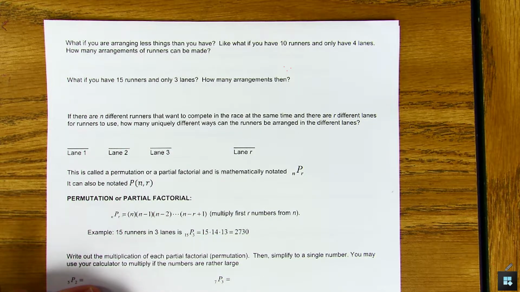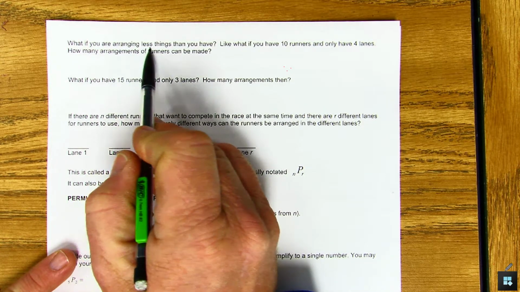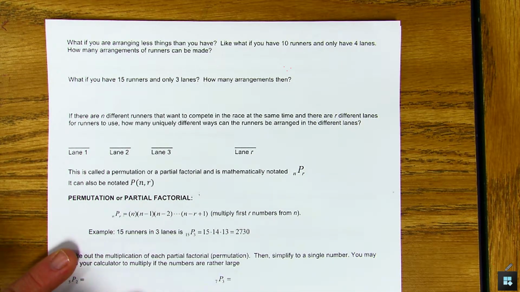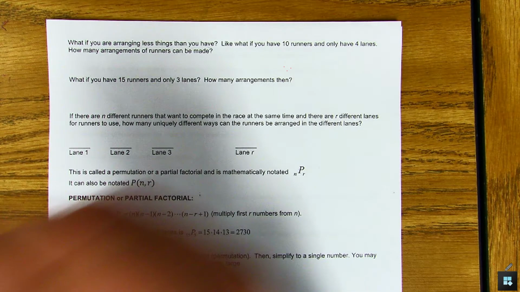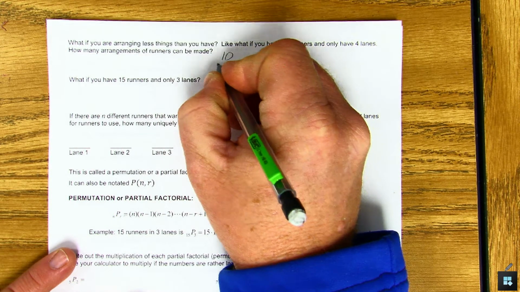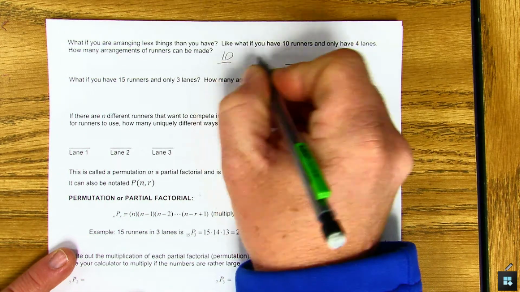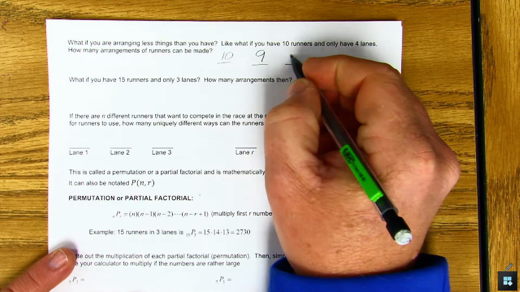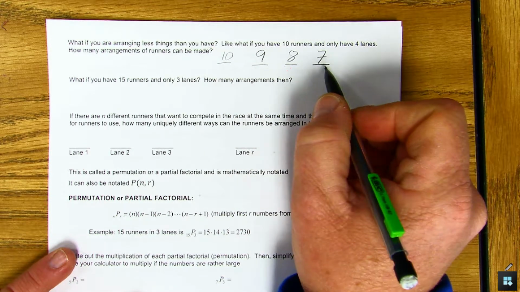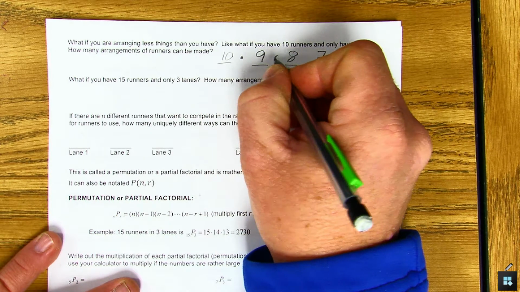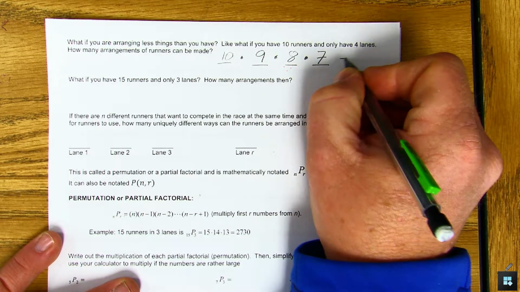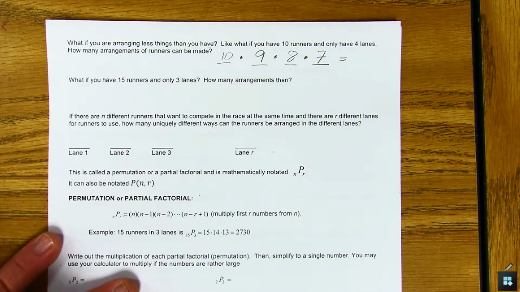So now the question is, you know how we had 6 friends with 4 lanes or 10 friends with 6 lanes? If you're arranging fewer things than you have, like when we had the 10 runners and the 4 lanes, how many arrangements of those runners can be made? Well, again, we start with our 10. So we have 4 lanes: 1, 2, 3, 4. We have the 10, then 9 runners can be chosen, then 8, then 7. Again, notice this is not a full factorial. It's only a partial factorial. But I can still determine how many different arrangements I have by just multiplying them together, again using that fundamental counting principle.